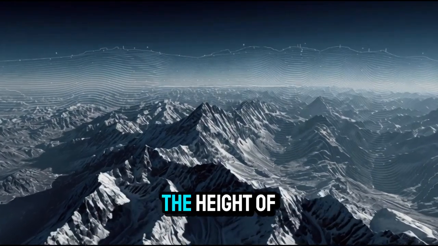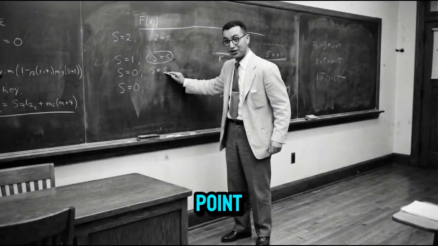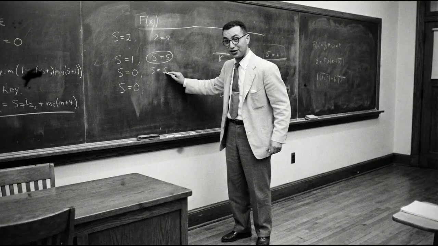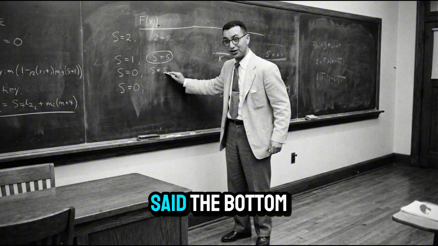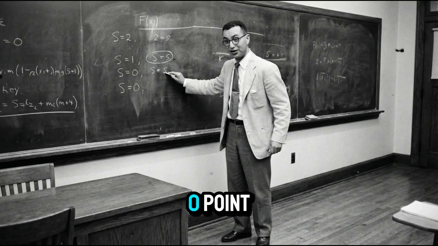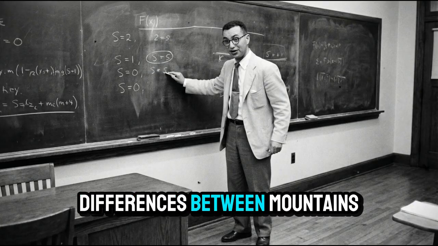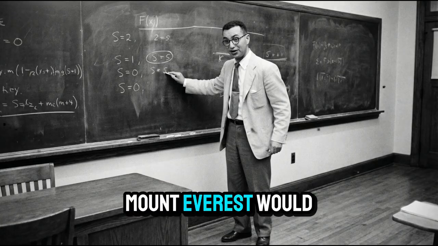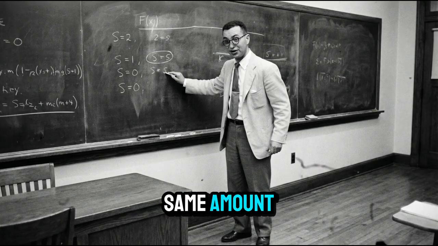Imagine you're describing the height of mountains using sea level as your reference point. Mount Everest is 8,149 meters above sea level. But what if you decided to change your reference point? What if you said the bottom of Death Valley is now your 0 point? All the heights would change, but the relative differences between mountains would stay exactly the same. Mount Everest would still be taller than Mount McKinley by exactly the same amount.